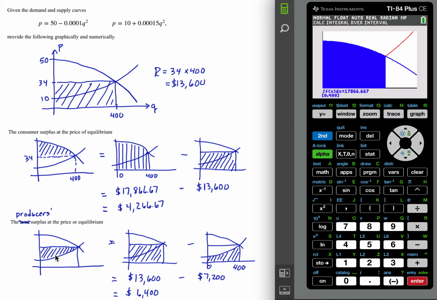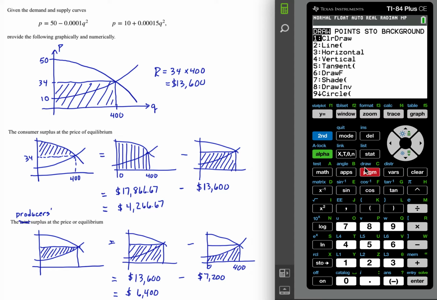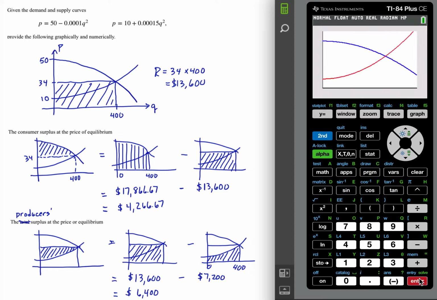Now let's find the producer surplus. On the calculator, I'm going to undo the shading: press 2nd, and the program key for Draw. Then I'm going to choose number 1 for Clear Draw. It will redraw the image without the shading. So now, in order to find the producer surplus, which is this area, I'm going to start with the area in the rectangle, and then I will subtract off the area under the supply curve between 0 and 400.